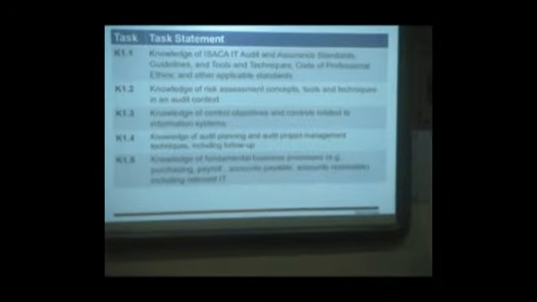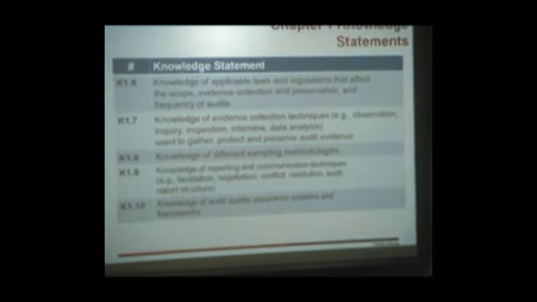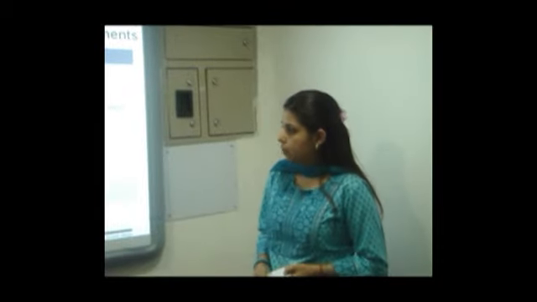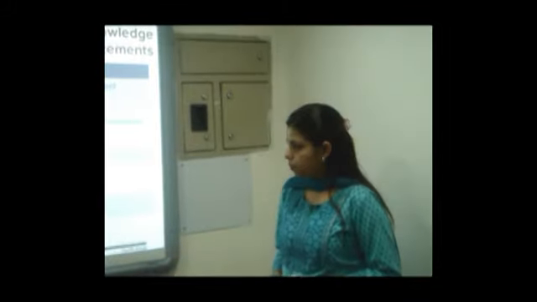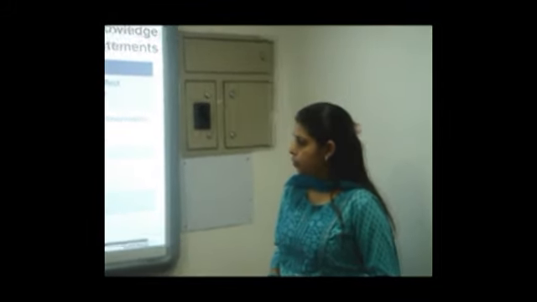And knowledge of fundamental business processes like purchasing, payroll, accounts payable, or HR or accounts receivable, including the relevant IT. Further, he also needs to have a knowledge of applicable laws and regulations that affect the scope, evidence collection, preservation of evidence, and frequency of audits. Knowledge of evidence collection techniques that we use to gather, protect, and preserve audit evidences. Knowledge of different sampling methodologies. Knowledge of reporting and communication techniques, and lastly, the knowledge of quality assurance systems and frameworks.